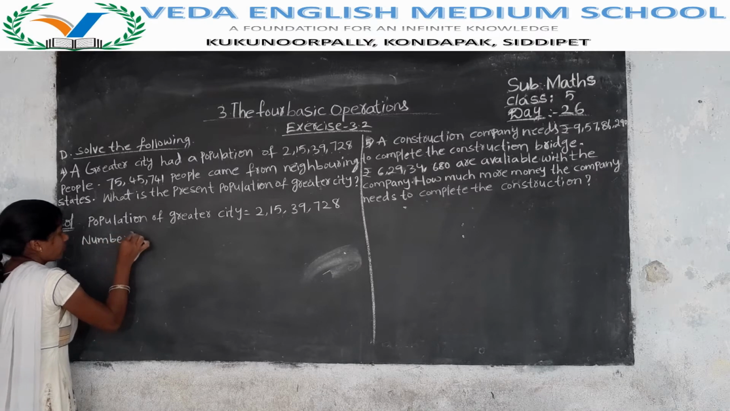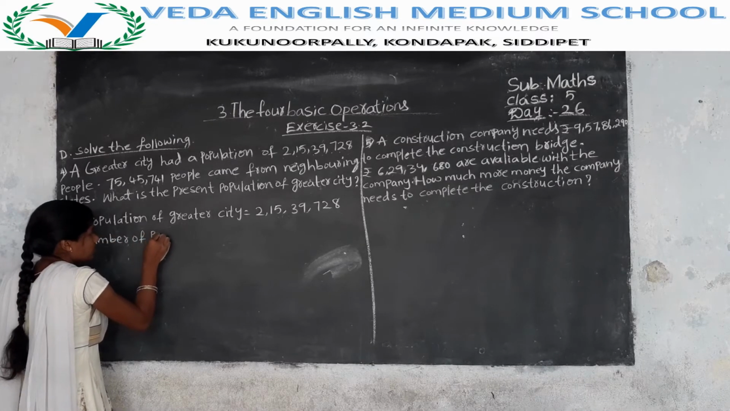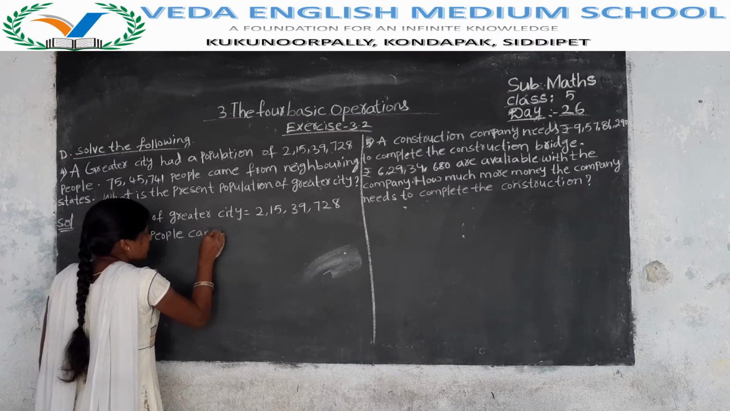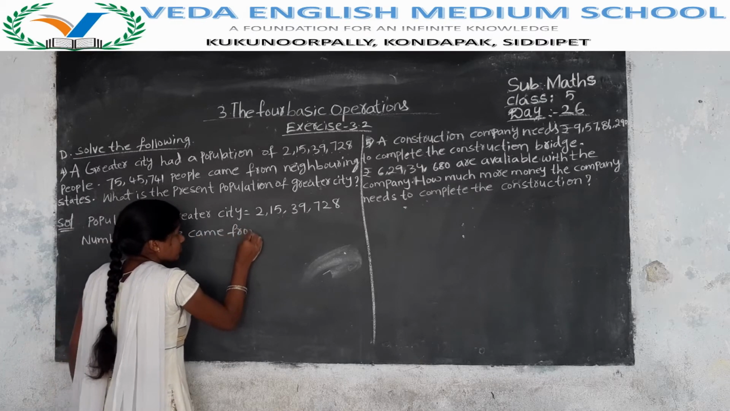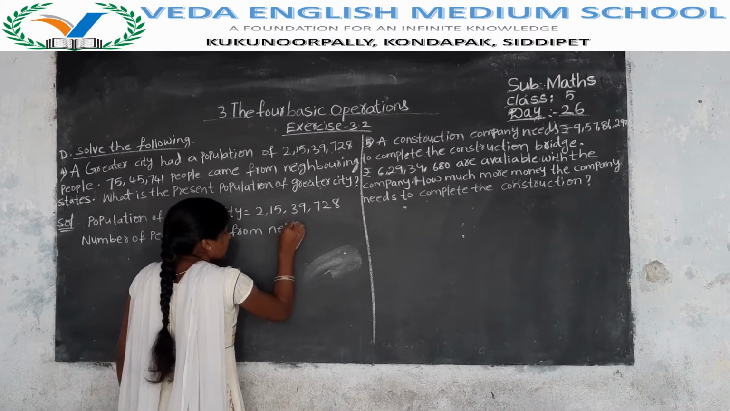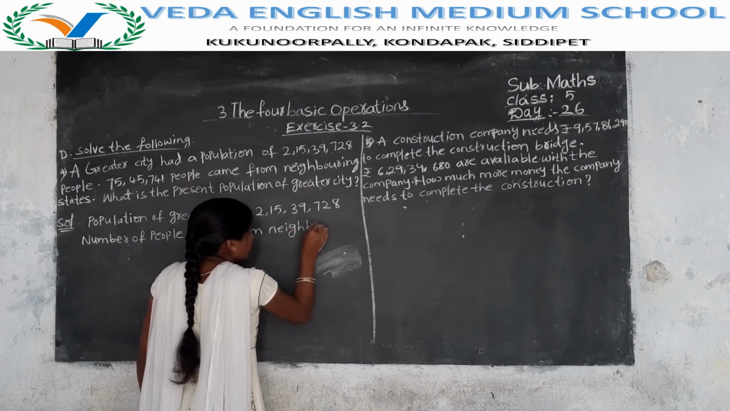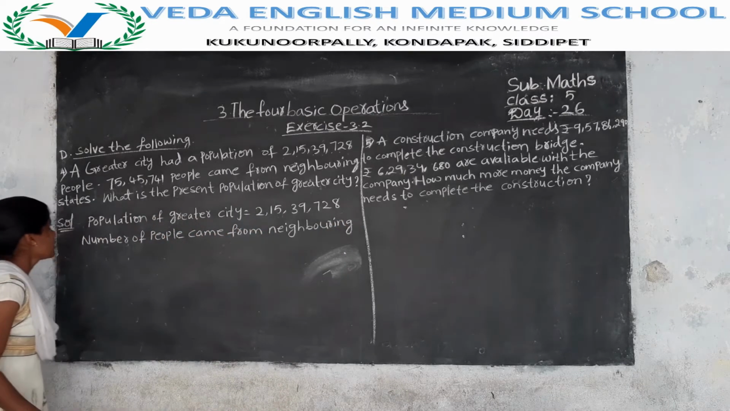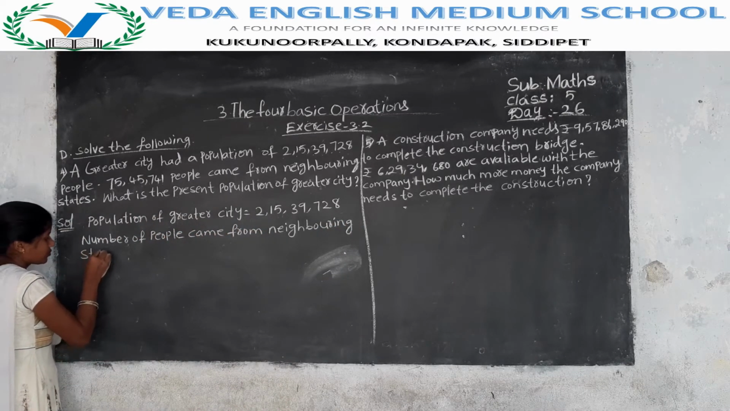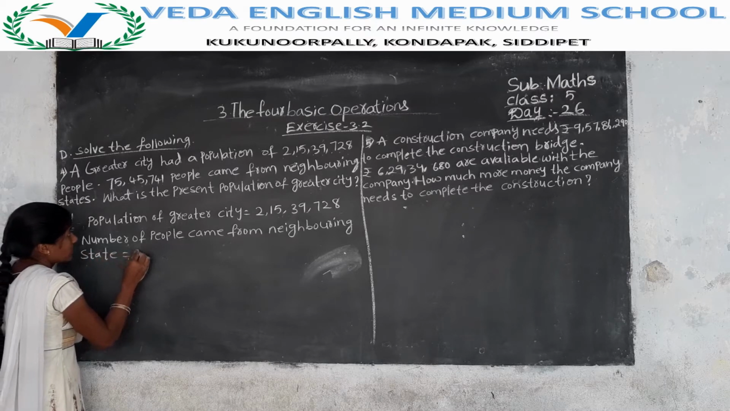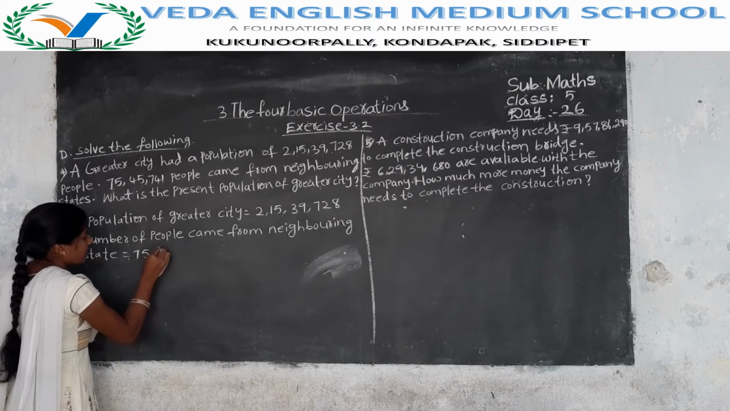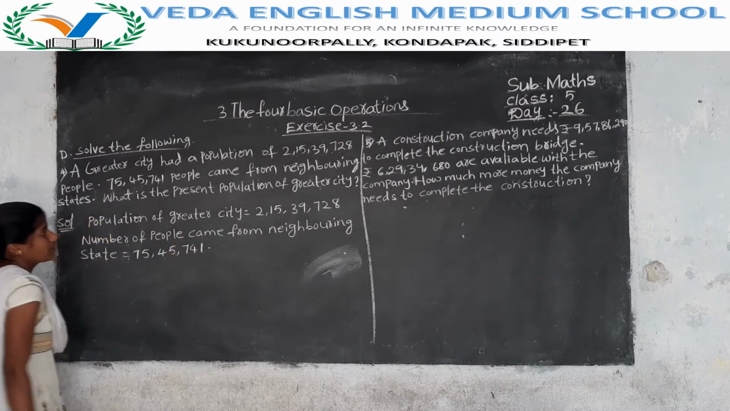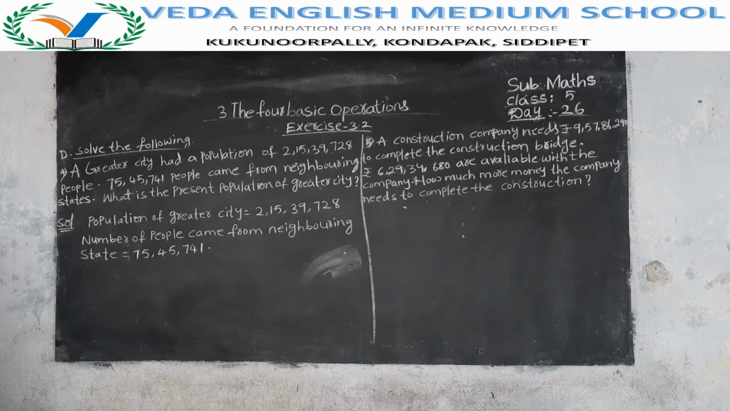Number of people came from neighboring state is equal to 75,45,741. Then what is the present population of greater city?